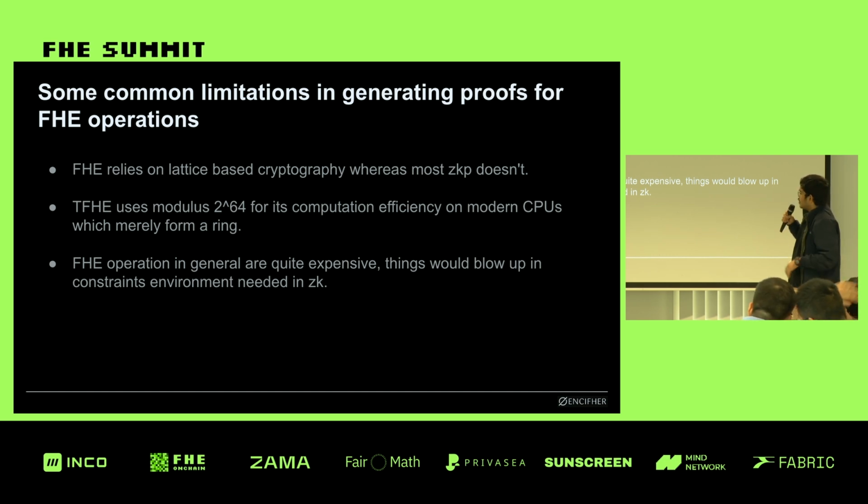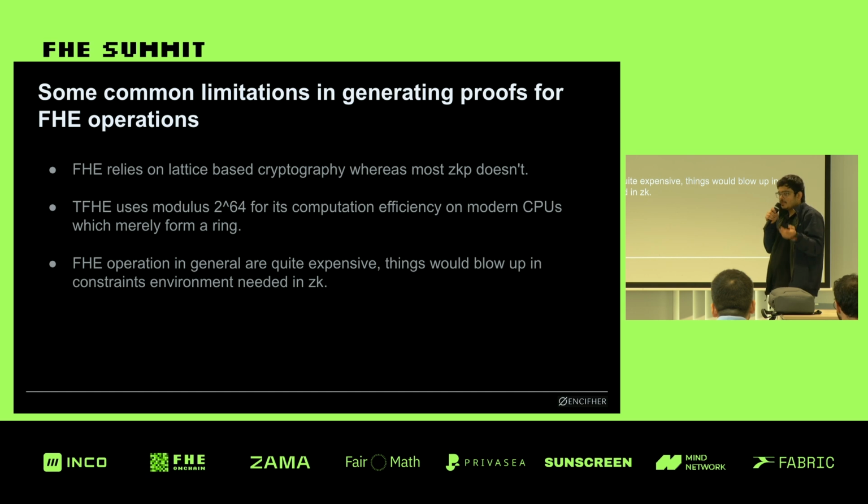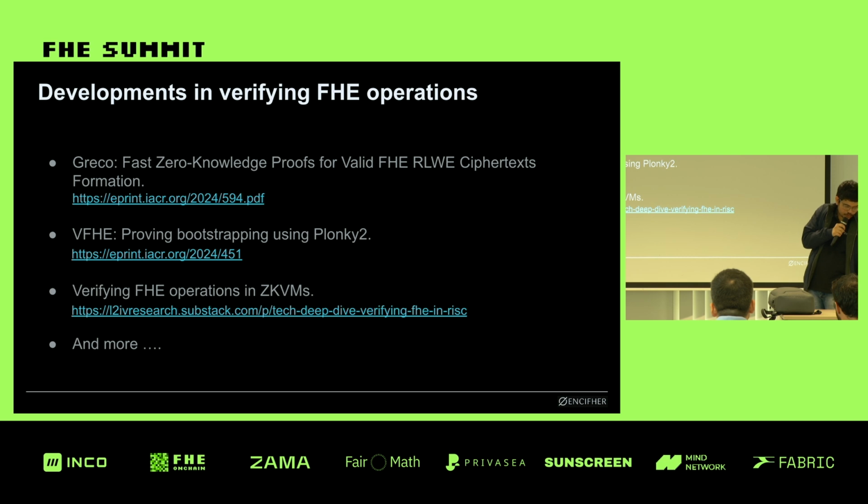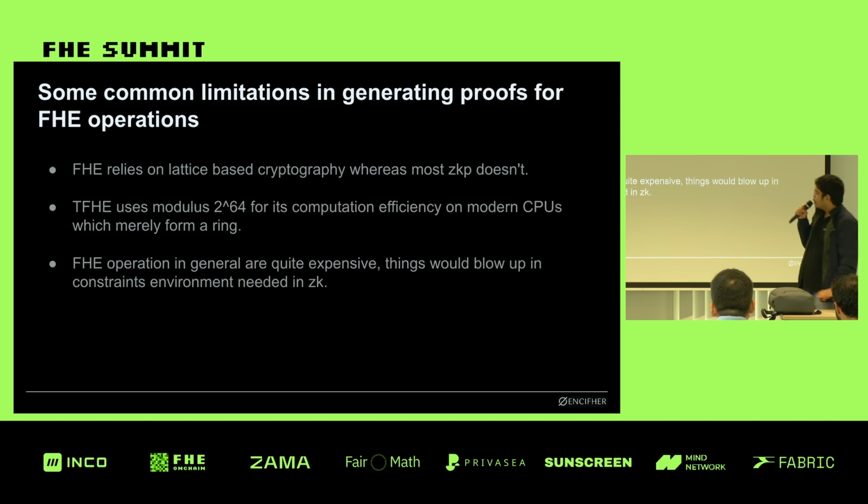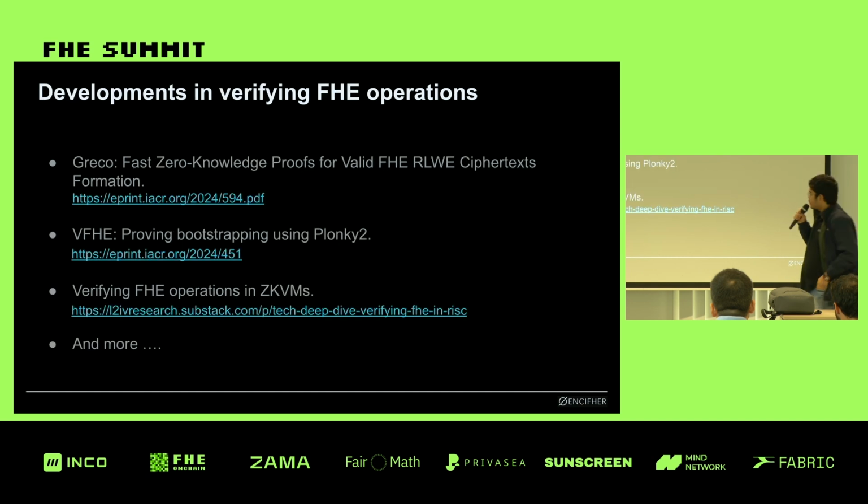In TFHE, we have modulo 2^64, which just forms a ring, not even a field. And FHE operations in general are quite expensive, and doing them in a constrained environment would blow things up. So for now, it's not possible to have proper ZK proofs for arbitrary FHE computation, but there are lots of advancements going on in this space.